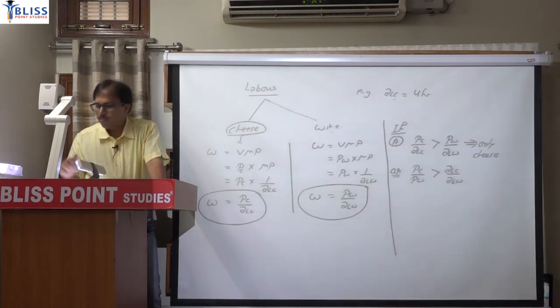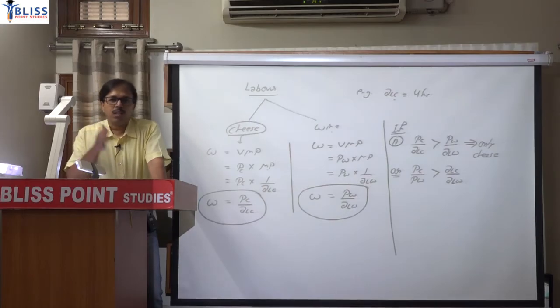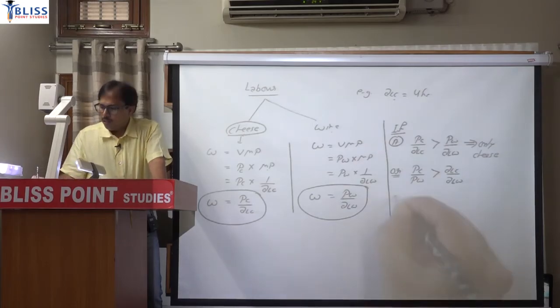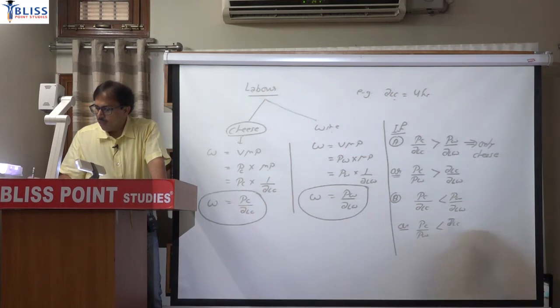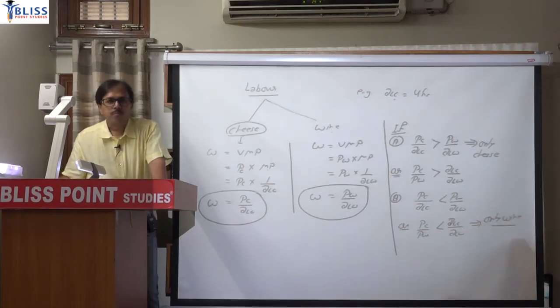So I will be dictating that. There will be production of only cheese if the relative price of that good is greater than the cost of producing that good, and cost is measured in terms of opportunity cost. So what could be the second possibility? PC by ALC is less than PW by ALW, or PC upon PW is less than ALC upon ALW. In that case, the country will be producing only wine.